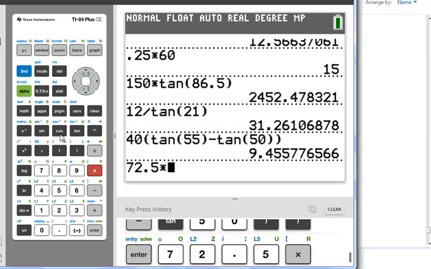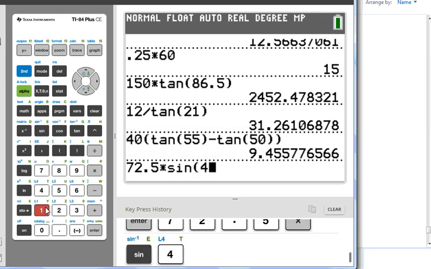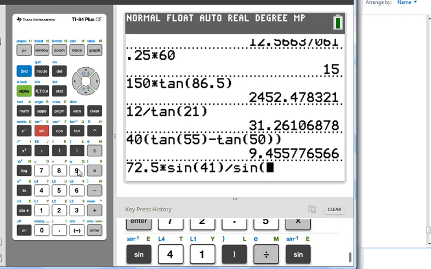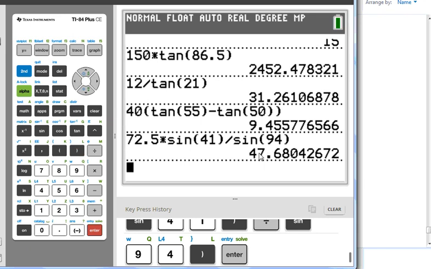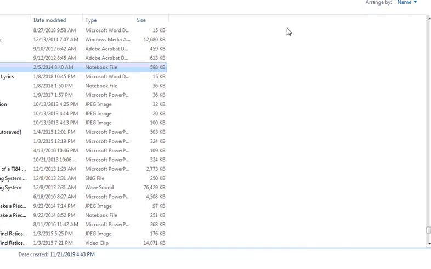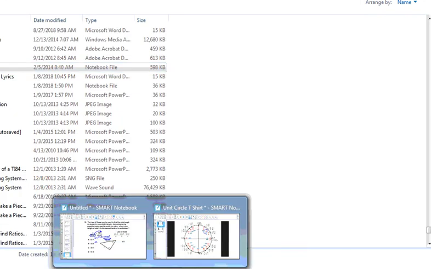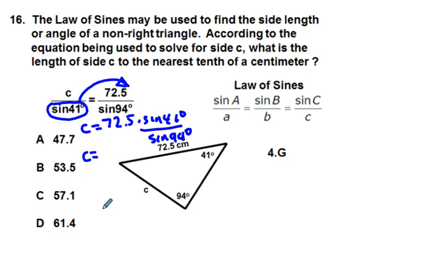Sine 41 degrees divided by sine of 94 degrees. I hope this is it here. So about 47.7. Answer choice A.